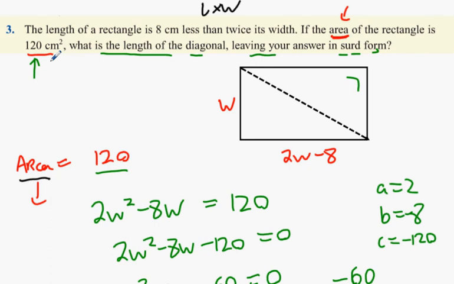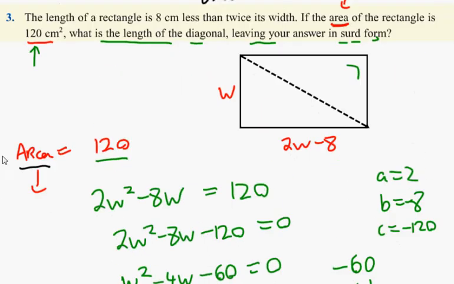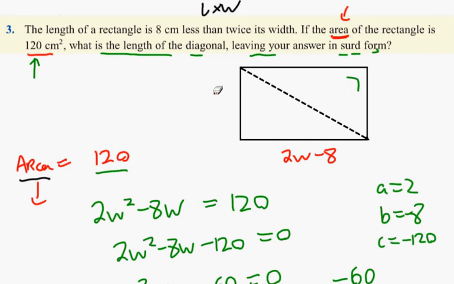Do you got that? So therefore, W still is 10. So W is 10. What's 2W minus 8 then? 2 times 10 minus 8 gives me the 12, what I was looking for. Now, anybody suggest a way to get the length of the diagonal? Pythagoras' theorem, guys. We're on a winner there, okay?